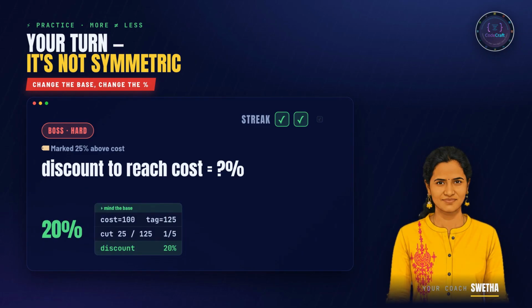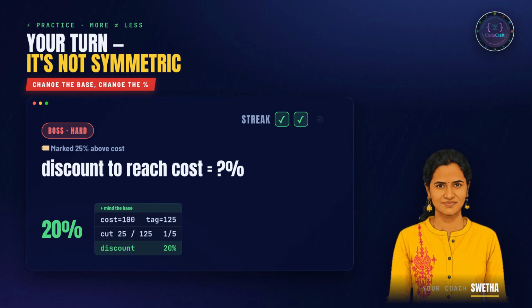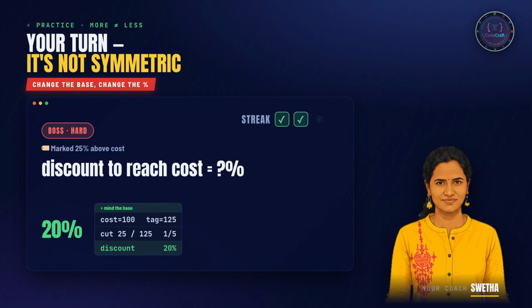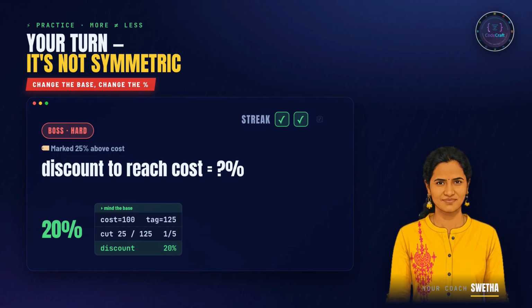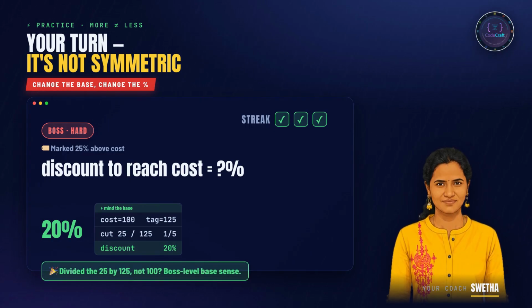Cost 100. Tag is 125. To get back to 100, you drop 25. But off the tag of 125, that's 25 over 125, which is 1/5, 20%. So a 20% discount, not 25. If you divided by the tag price, that's exactly the base sense that separates the pros.